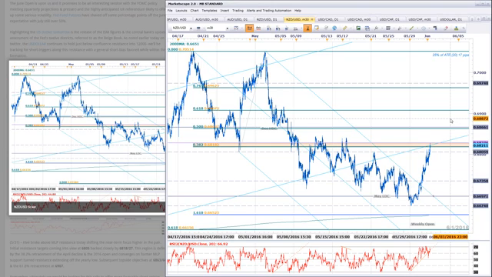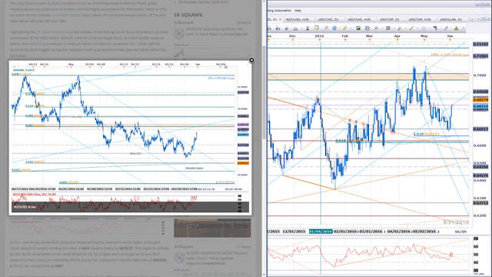So I like the change of behavior. I like the breakout type play. Look for the pullback here to give you a little bit more of a substantiated bounce in Kiwi dollar. Any questions on Kiwi?